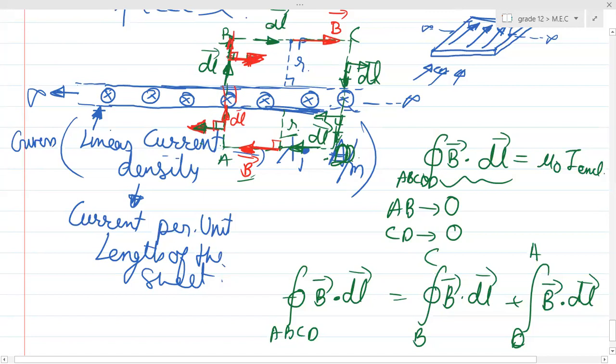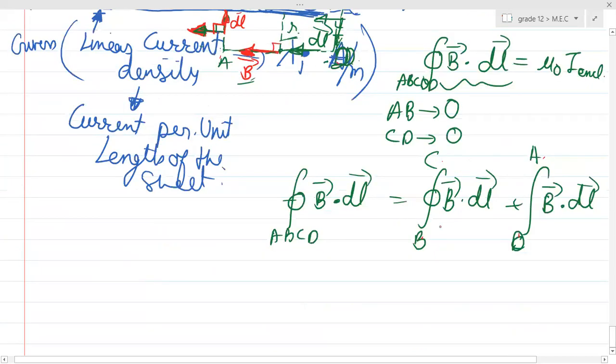So AB becomes 0 and CB becomes 0. That's why only BC and DA are remaining. Can you see I have chosen the distance as same? So the magnetic field value will be same, right? Let's make it only B.